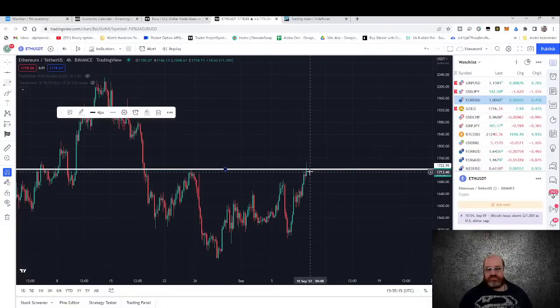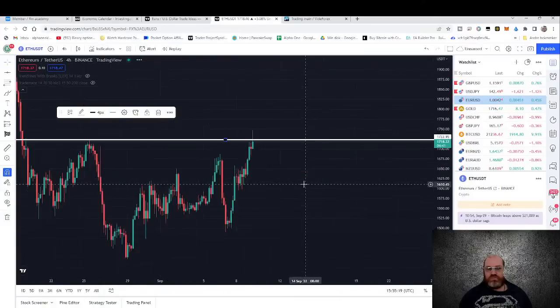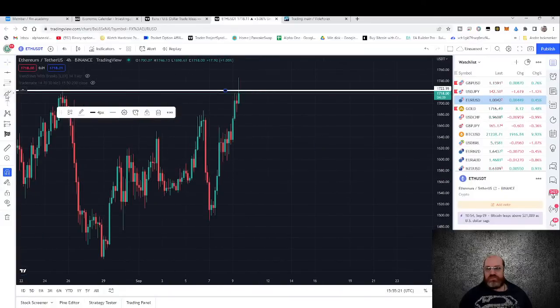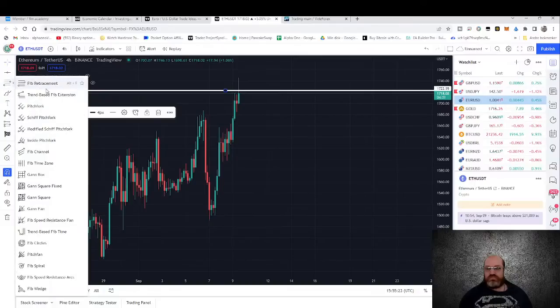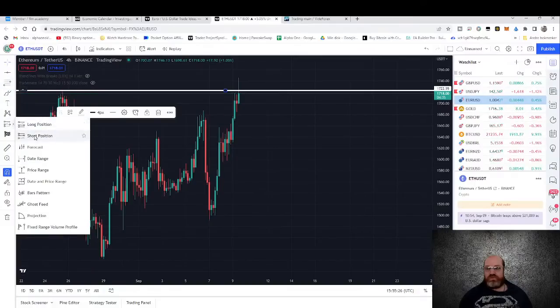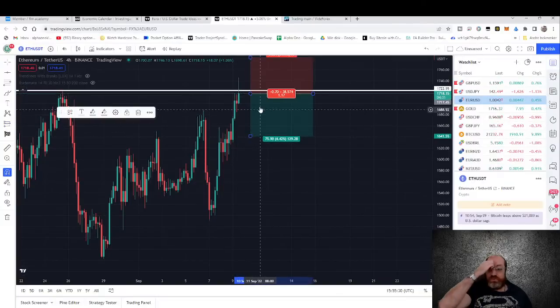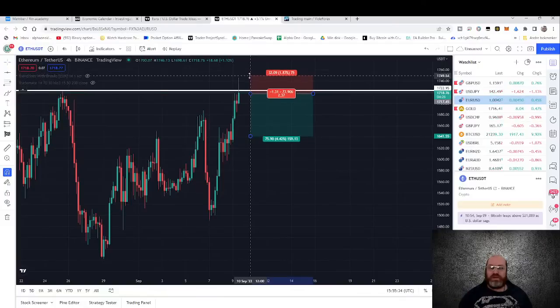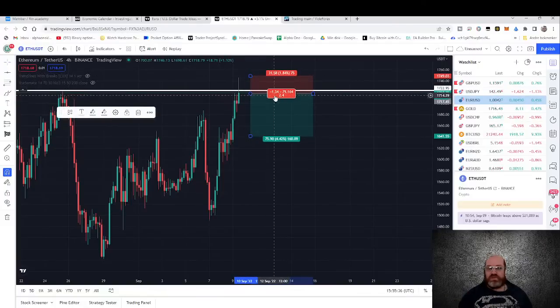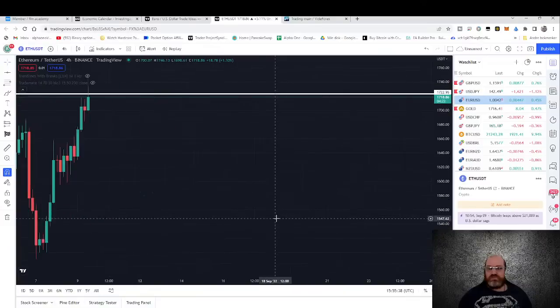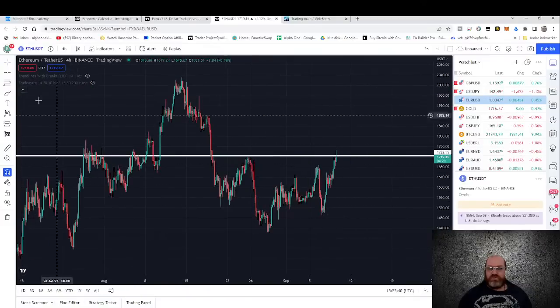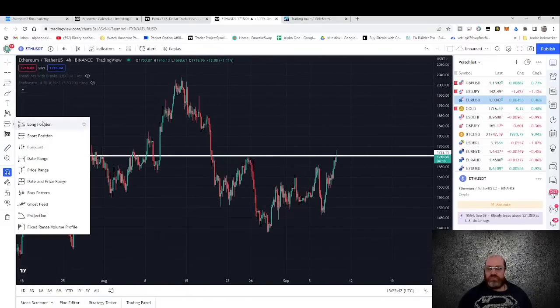Short trades I don't do, so I will not look for short opportunities. But for the ones that do, if you close below, you can look for a short trade, something like this, and target maybe down there, and put your stop loss maybe above the spike. But I don't do that, so the long trade is something I would look to.